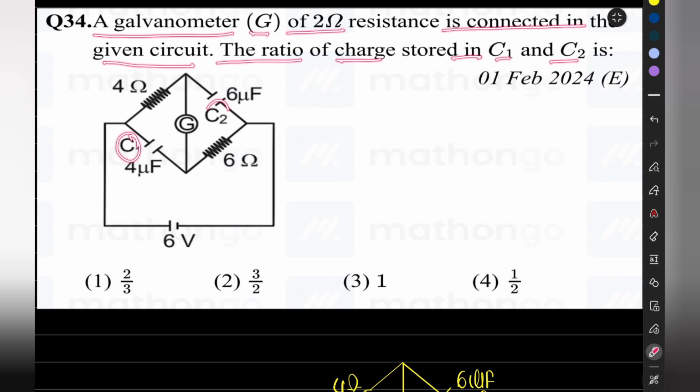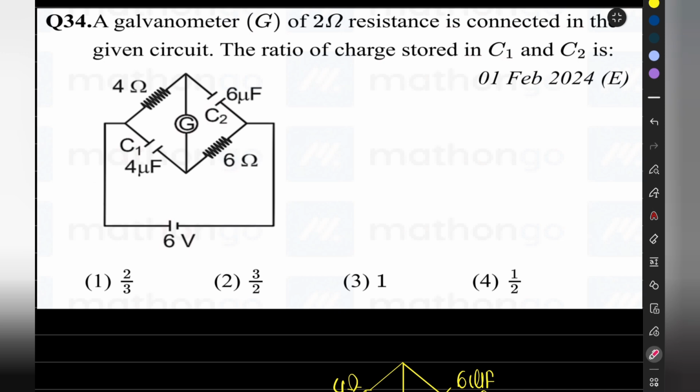This is our C1, this is our C2. This is our galvanometer. Resistors 4 ohm and 6 ohm are also in the circuit. We have a 6 volt battery. So we want to find how much charge is stored in C1 and C2, and we want to find the ratio of the charges in C1 and C2.